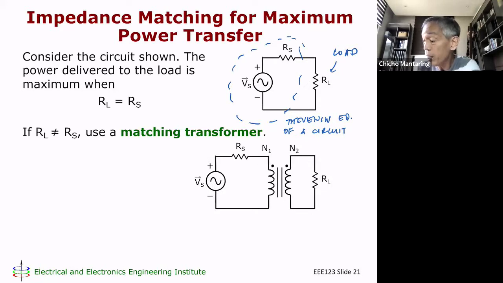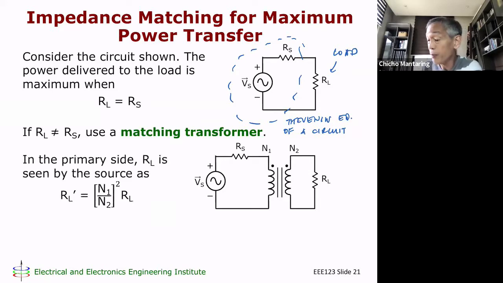So between the load and your circuit, you insert a transformer. Of course, the assumption here is that the source is AC. It is not DC. Otherwise, your transformer won't work. You use a matching transformer.